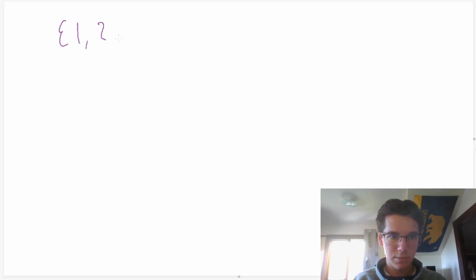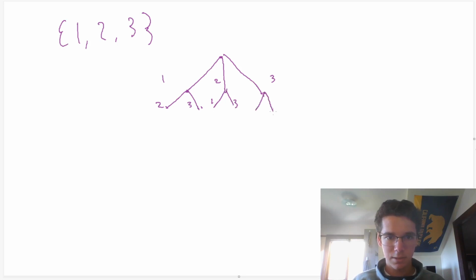Let's say our set is just 1, 2, and 3. At the first level, we have 3 choices, so we can choose 1, 2, or 3. And then from there, we have 2 choices. If we pick 1, then we can pick 2 or 3. If we pick 2, then we can pick 1 or 3. And if we pick 3, then we can pick 1 or 2. And then from there we just have one more choice.